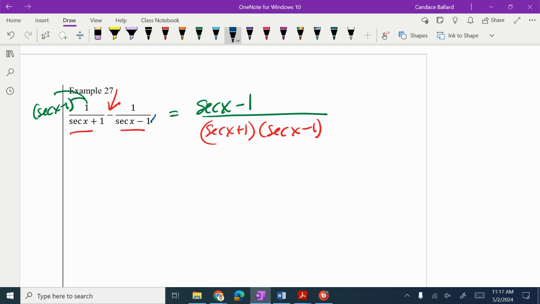I'm now going to compare this denominator to my common denominator. What's missing? The plus 1. So I'm going to multiply by secant of x plus 1. What are we going to do with that? Distribute in a negative 1. So it's going to change my sign. So negative secant x minus 1.